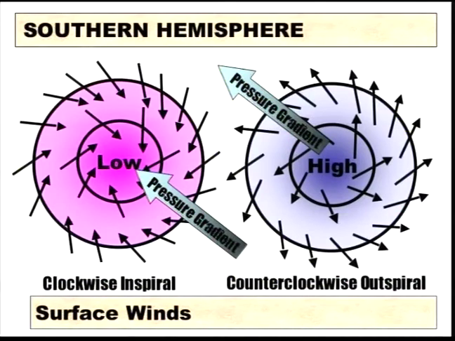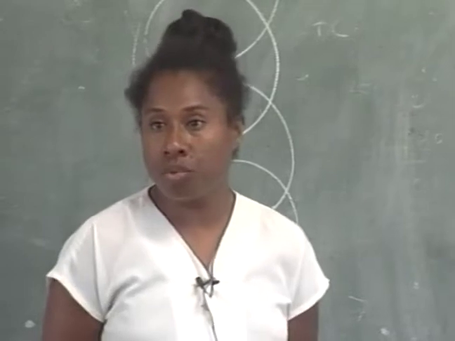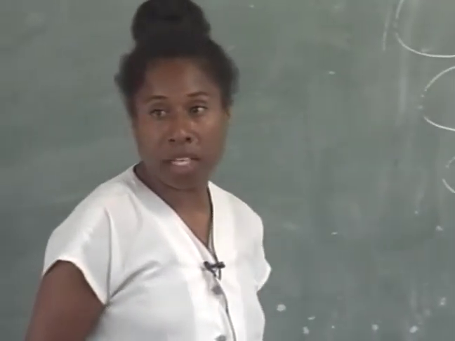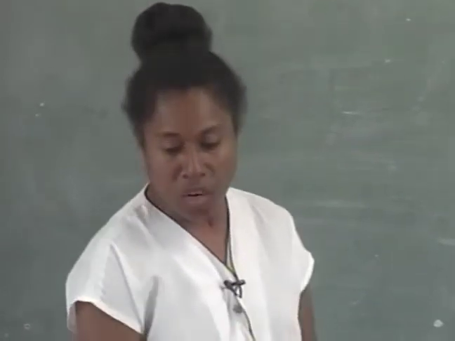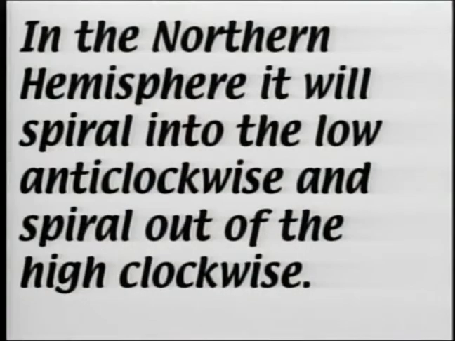Okay, we've made note of the diagram. Then we move on. This time, we're looking at the northern hemisphere, and the reverse is going to be true. In the northern hemisphere, air will spiral into the low in an anti-clockwise direction and spiral out of the high in a clockwise direction. It's the other way around now in the northern hemisphere.